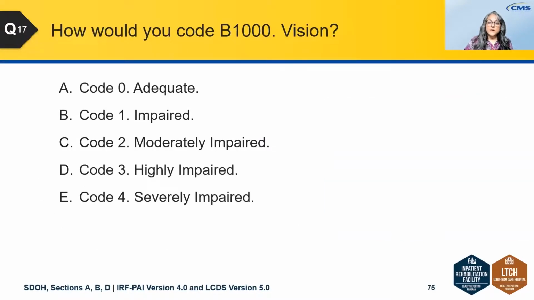So based on this scenario, how would you code B1000, vision? Would you choose A, code 0, adequate, B, code 1, impaired, C, code 2, moderately impaired, D, code 3, highly impaired, or E, code 4, severely impaired?